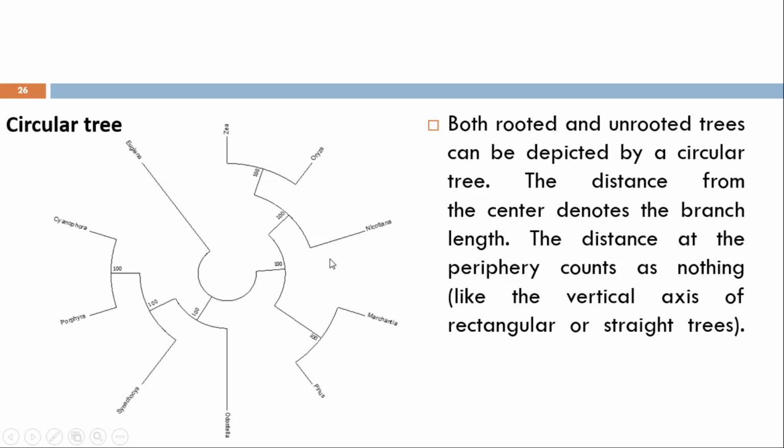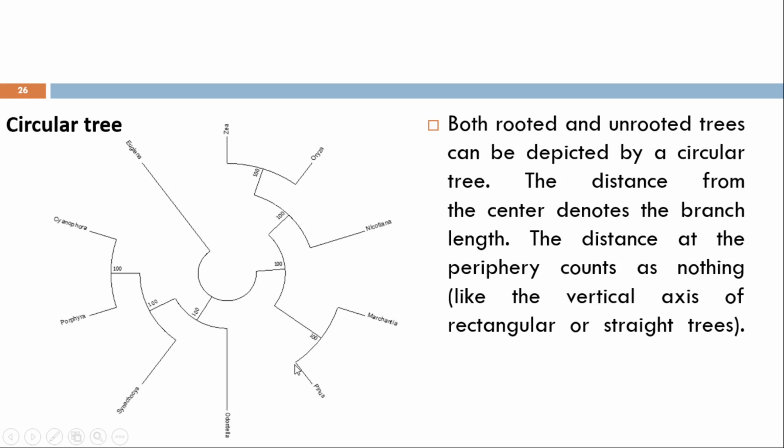One more type of representation we can find in the different software we use for phylogenetic analysis. So the circular tree is also suitable for both rooted and unrooted trees, which can be depicted by a circular tree. The distance from the center denotes the branch length, right? This is the center. So whatever the branch length is, see, this is the branch length, this is the branch length. And whatever you see in the periphery, see, this is the periphery.